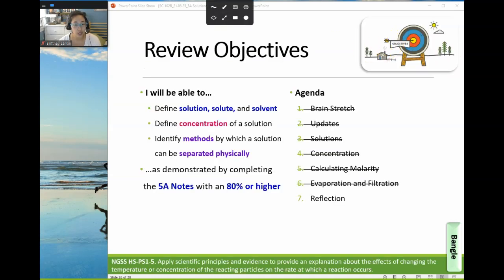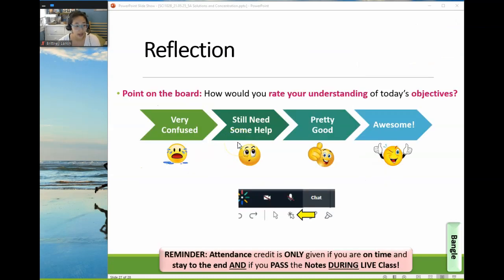All right, so at this point you should be able to define solution, solute, and solvent. You learned a little bit about concentration as well, and you learned a few physical methods by which we can separate those solutions, because again, solutions are only physically mixed, therefore they can also be physically separated. Hopefully you got an 80% or higher on your 5A notes. Pause the video, reflect, think about where you are at on today's understanding.